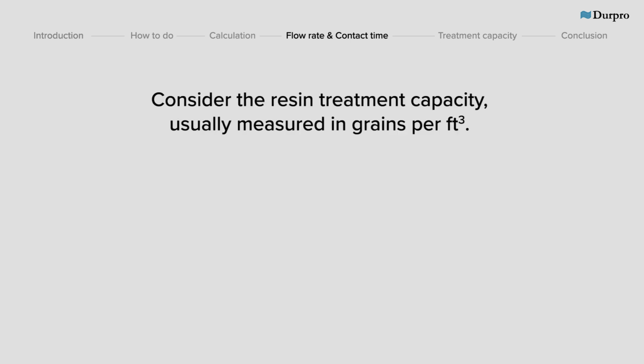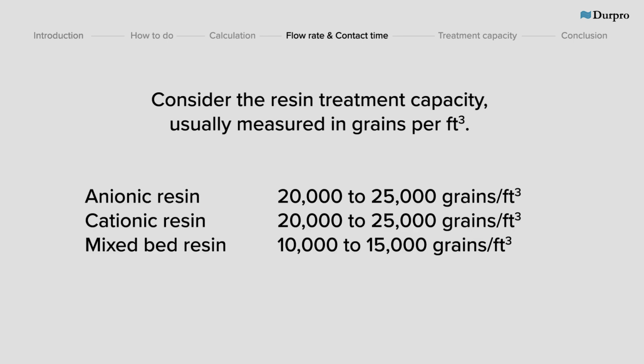Next, consider the resin treatment capacity, usually measured in grains per cubic foot. The main categories of resins include anionic, cationic, and mixed bed resins, each with a different average treatment capacity. Anionic resin, 20,000 to 25,000 grains per cubic foot, cationic resins, 20,000 to 25,000 grains per cubic foot, mixed bed resins, 10,000 to 15,000 grains per cubic foot.